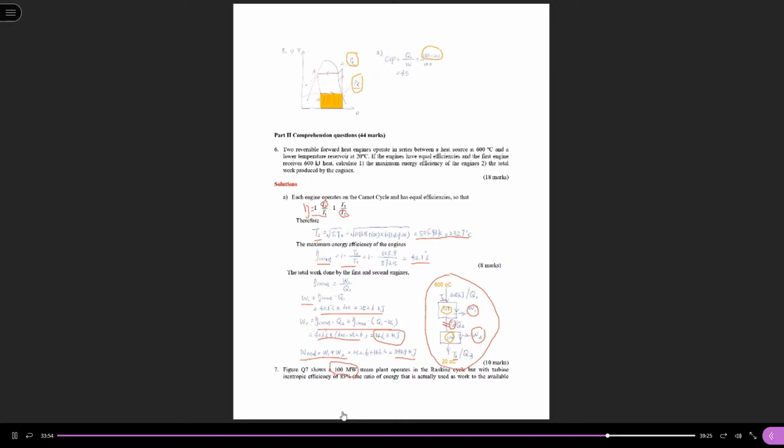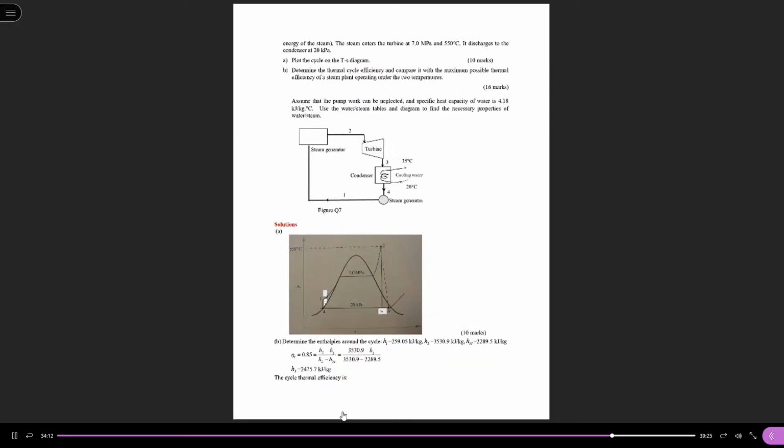It operates on the Rankine cycle, but with the turbine isentropic efficiency. As I have mentioned, there is an improved actual Rankine cycle, which can be irreversible. So the expansion process is irreversible. The steam enters the turbine at 7 megapascal and a given temperature, then goes to the condenser. We plot it on the temperature-entropy diagram and determine the thermal efficiency with the maximum one.